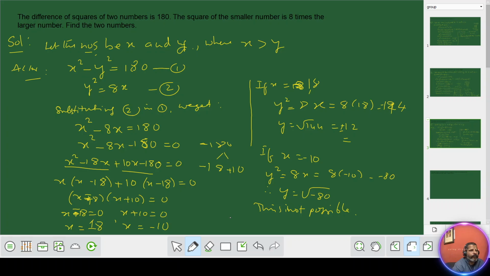Let's conclude. Therefore, the required numbers are, we have two sets here. What is that? X is 18 and y is plus or minus 12. So, either 18, 12 or 18, minus 12, because y has two values, plus or minus 12. Clear? Okay. I hope you understood this. We'll go to the next question.